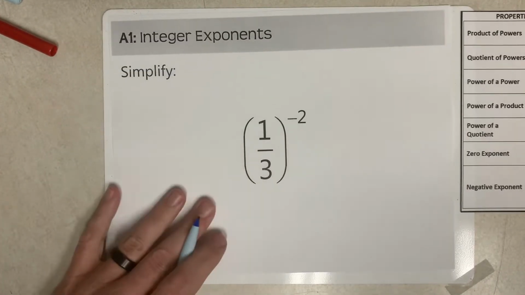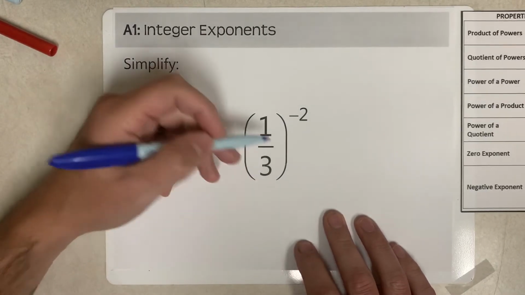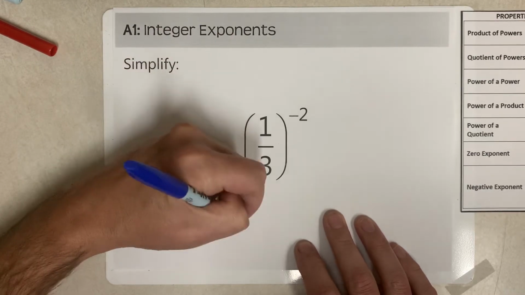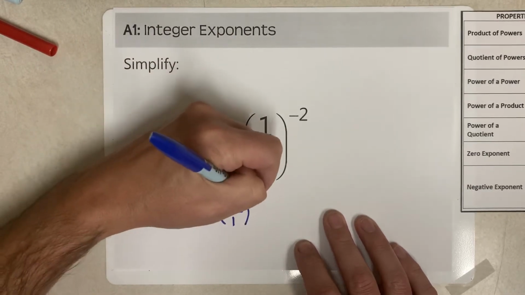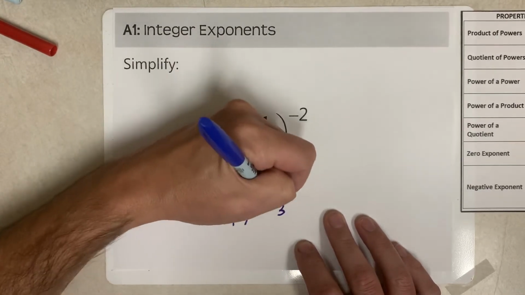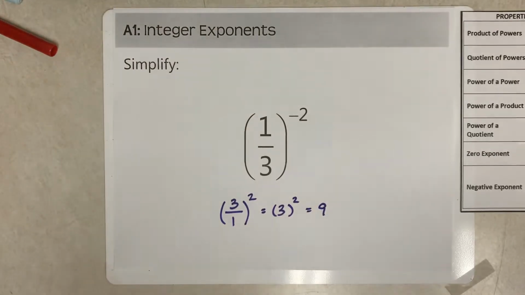Okay, this one we have (1/3) to the -2, so we need to flip that. And so the reciprocal of 1/3 is 3/1. And then we change that to a +2. Well, 3/1 is just really 3, isn't it? And then 3 squared is 9. And so that one is done.